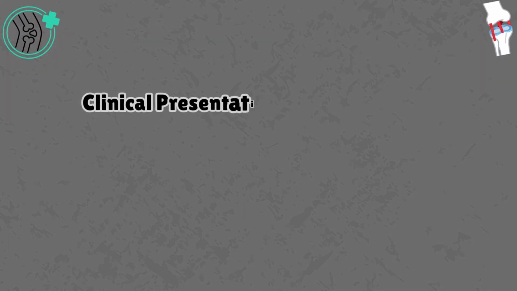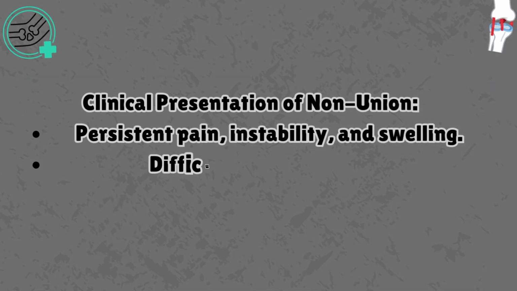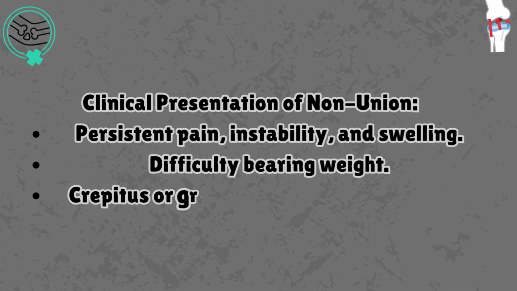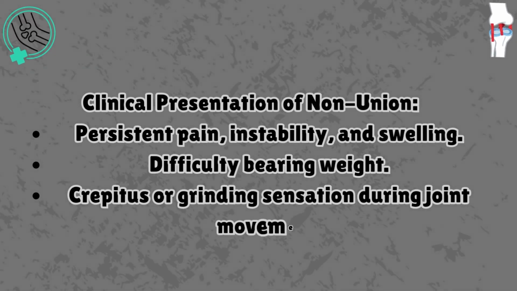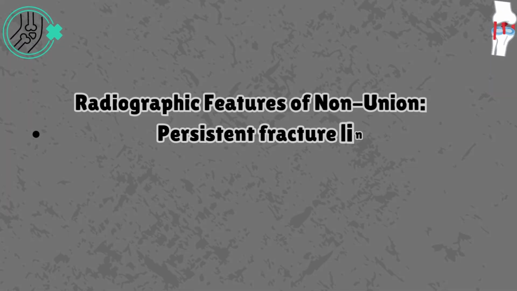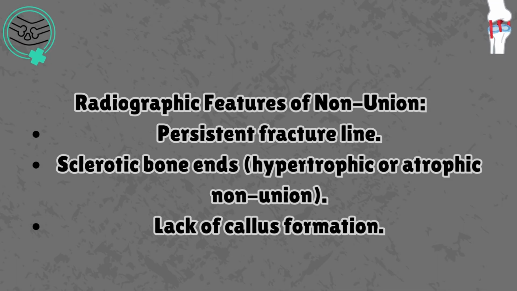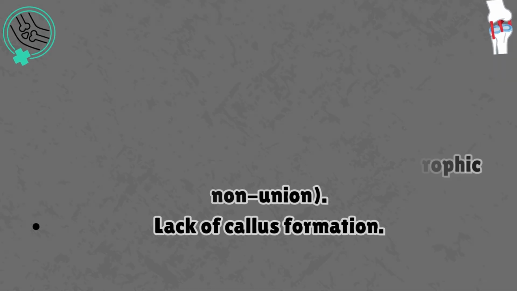Clinical presentation of non-union: persistent pain, instability, and swelling. Difficulty bearing weight. Crepitus or grinding sensation during joint movement. Radiographic features of non-union: persistent fracture line, sclerotic bone ends, lack of callus formation.